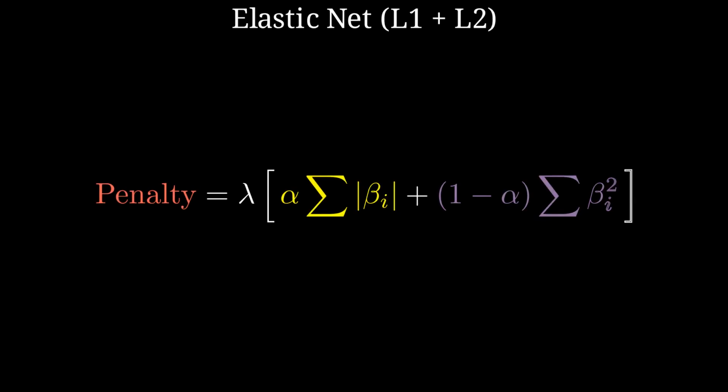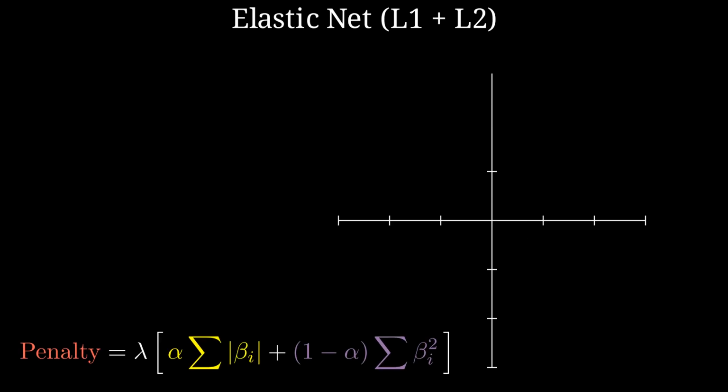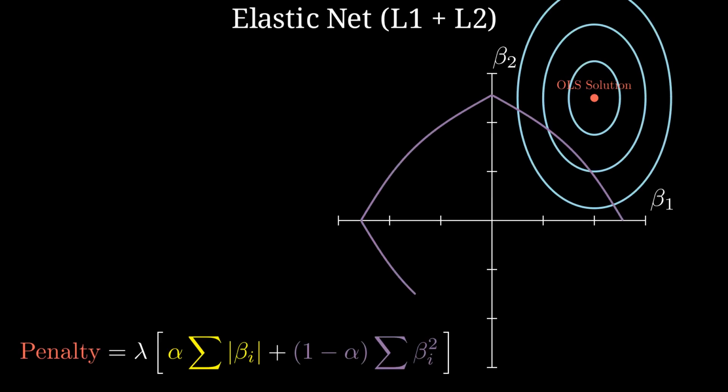Elastic net blends the two, an L1 part for sparsity and an L2 part for stability. The constraint region becomes a rounded square, a hybrid shape, which can zero out some coefficients while still stabilizing correlated features. Practitioners tune the mixing parameter to favor more L1 or more L2 depending on the problem. This is determined by alpha, a number between 0 and 1. In the current shape, alpha is set to 1/2.